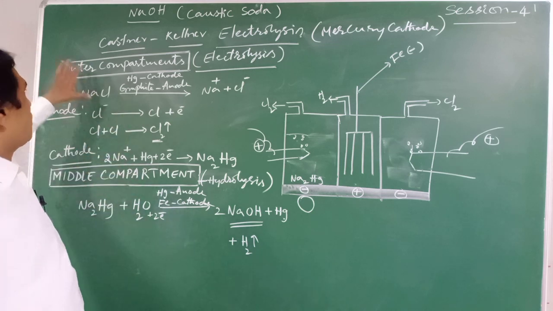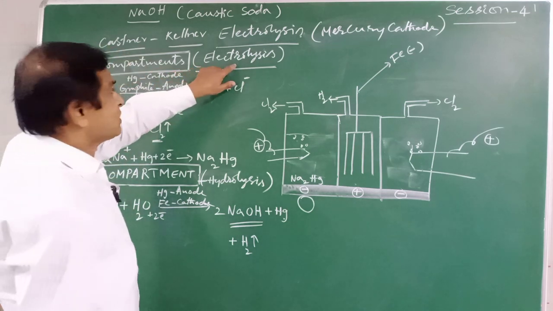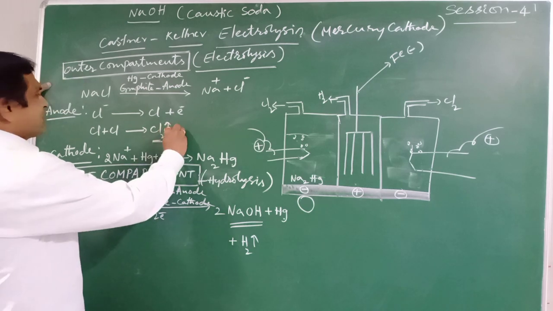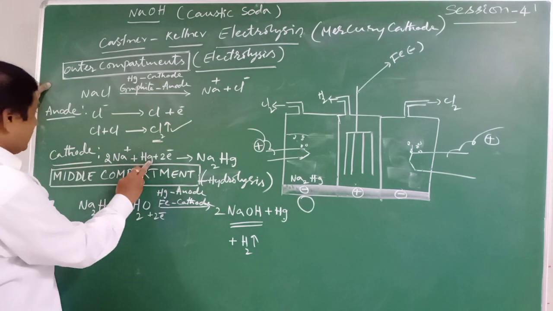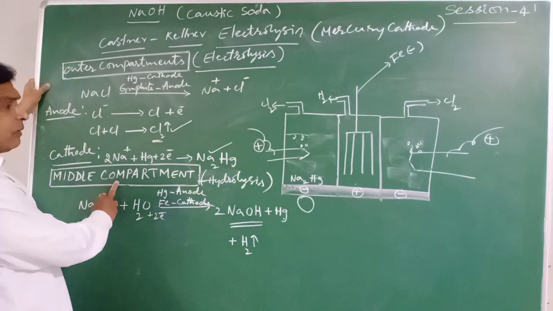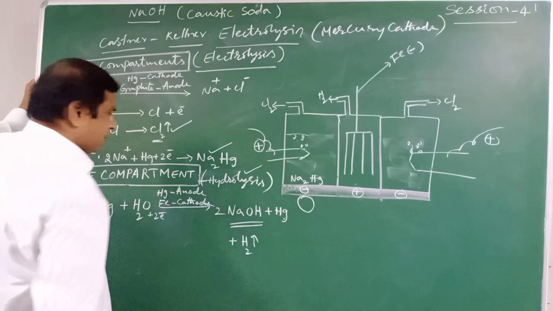So in the outer compartments we have electrolysis of brine solution. During the electrolysis, chlorine gas is liberated at the anode and sodium is reduced at the cathode and forms sodium amalgam. In the middle compartment, the hydrolysis reaction is going on.